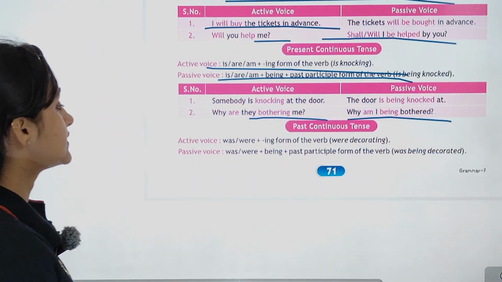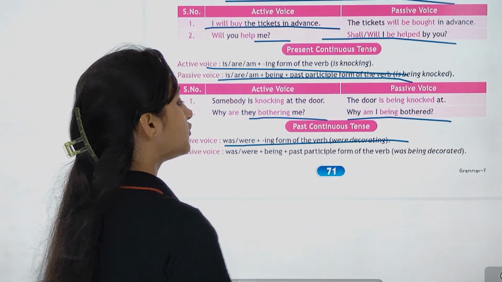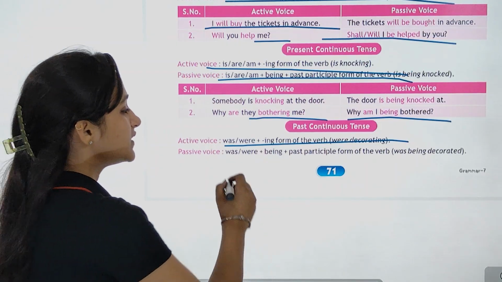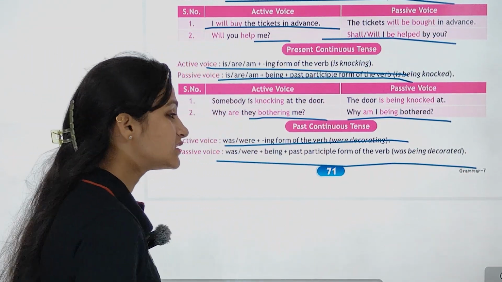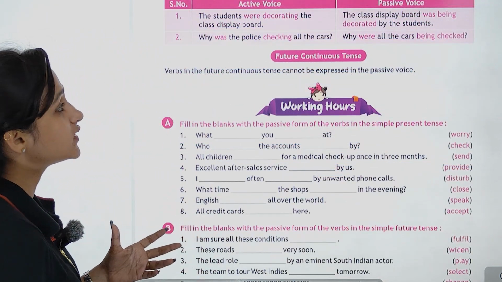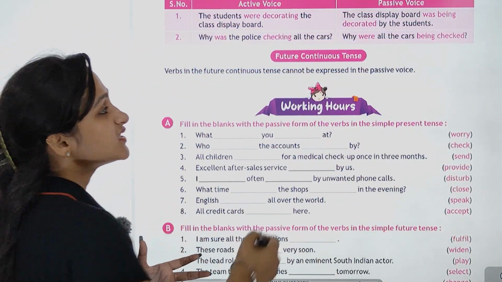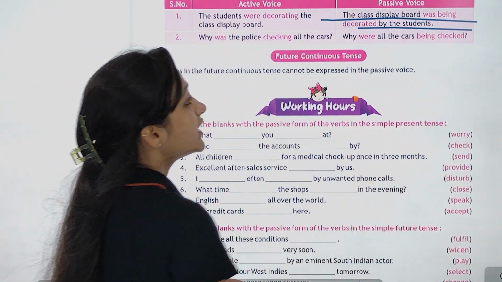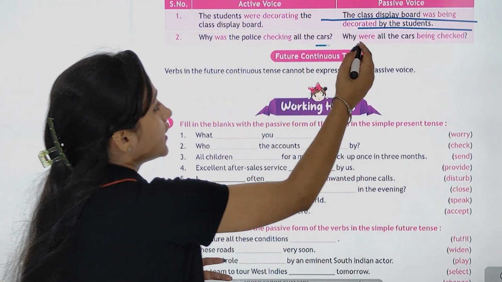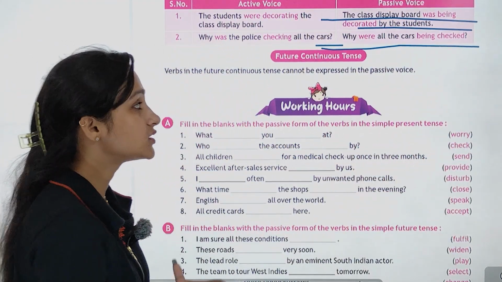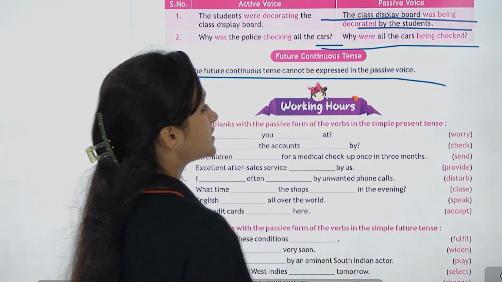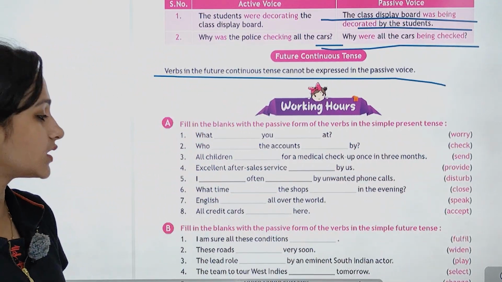Past continuous tense. Active voice was, were plus ing form of the verb, was decorating. Passive voice में क्या होगा? Was, were plus being plus past participle form of the verb. Now active voice, the students were decorating the class display board. Passive voice में क्या होगा? The class display board was being decorated by the students. Why was the police checking all the cars? Why were all the cars being checked? Now future continuous tense. Verbs in the future continuous cannot be expressed in the passive voice. Passive voice में express नहीं होती.